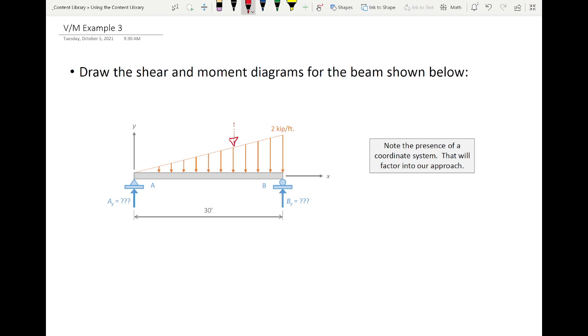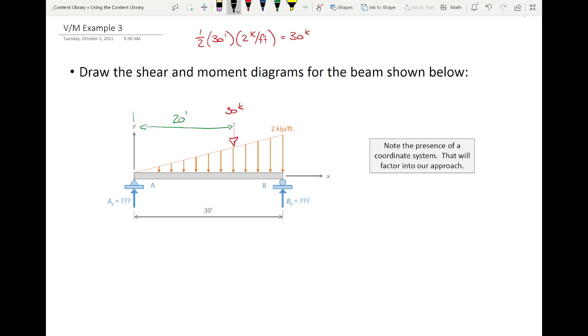this triangular load and collapse it into a single point load. What is the magnitude of that point load? 30 kips, because it's 1/2 times 30 feet times 2 kips per foot, which is 30 kips. And so that we're clear, what is that distance? 20. All right.